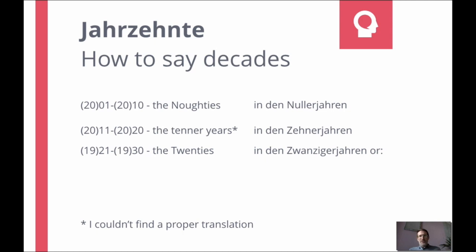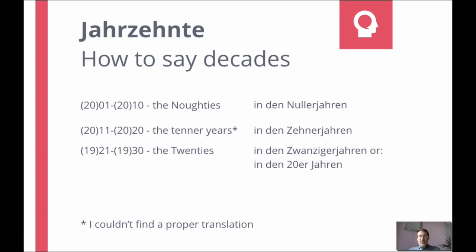You can write this also differently. For example, like this. And you see, we wrote the number 20 and just put the ER at the end, which is for the 20er. And then you have Jahren separated from that with a capital J.